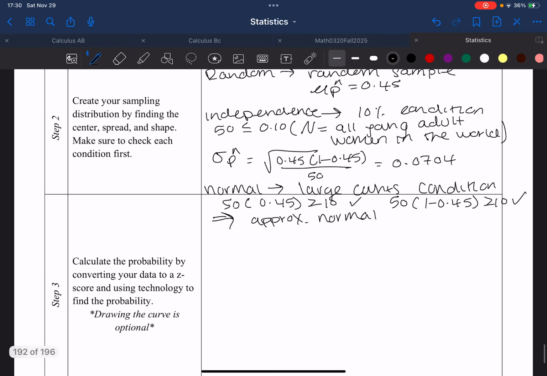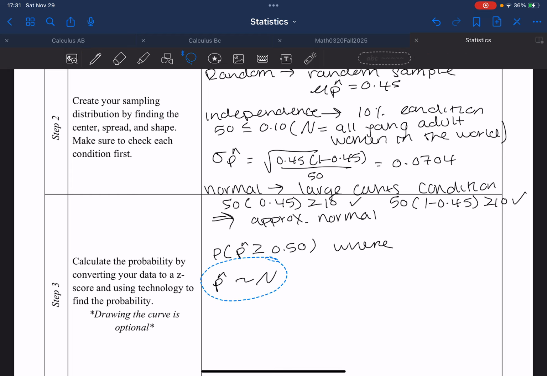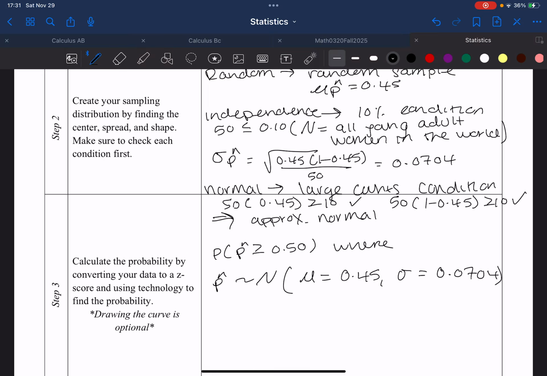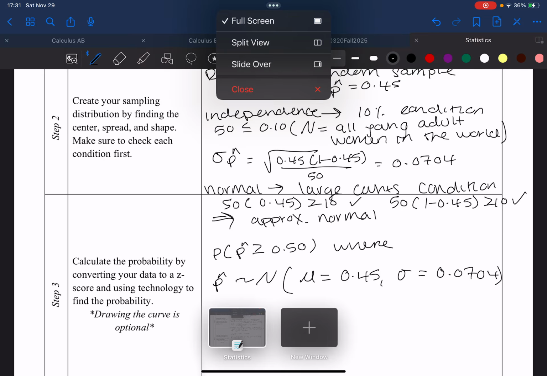For the third C, the calculate portion, that's where we write out our probability of what we're trying to find, and then we go straight to Desmos. So this is the probability that p hat is greater than or equal to 0.50, where p hat follows a normal distribution of mu equal to 0.45 and standard deviation equal to 0.0704.